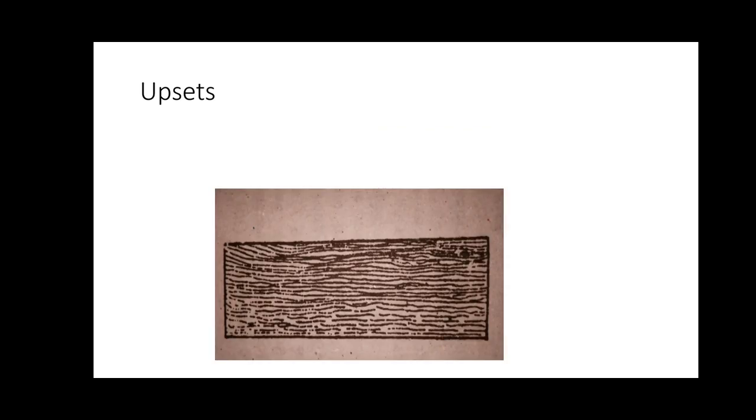Upsets. In this defect, during the growth of the tree, fibers are sometimes injured due to crushing, resulting in the breakage of continuity of fiber. That is actually the upset in a fiber.